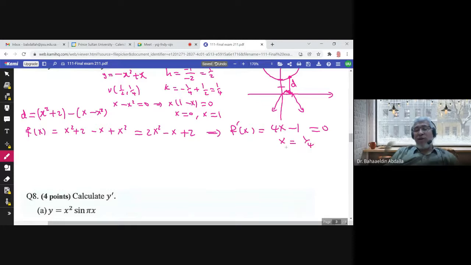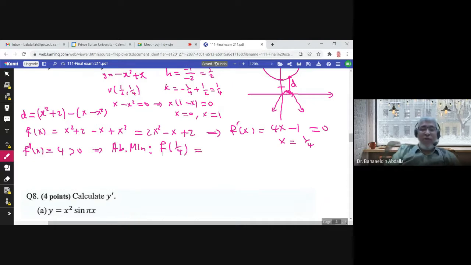X would be 1 over 4. And if I find f double prime of x, f double prime would be 4 and it is always positive. This means that I have a local minimum, but it would be an absolute minimum because there is only one critical number. The absolute minimum would be f of 1 over 4.